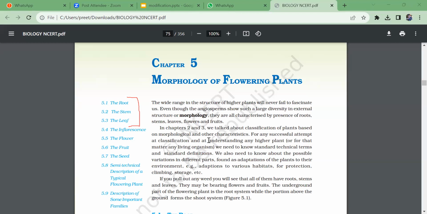Not only that, we are also seeing their adaptations. A plant in a coastal area will look different, and in the Western Ghats it will look very different. There are so many plants whose leaf looks different in Mumbai, and different in Pune and on the Ghat section. Why? Because of adaptation. Why is it showing so many changes? We are going to study that. We also know about the possible variations in different parts, found as adaptations of the plants to their environment.